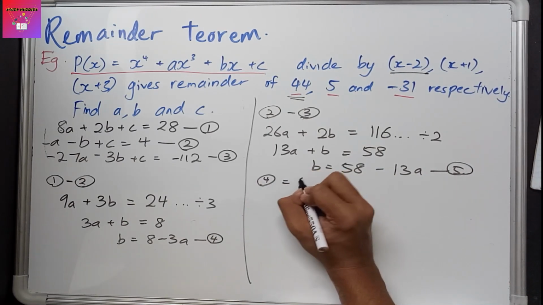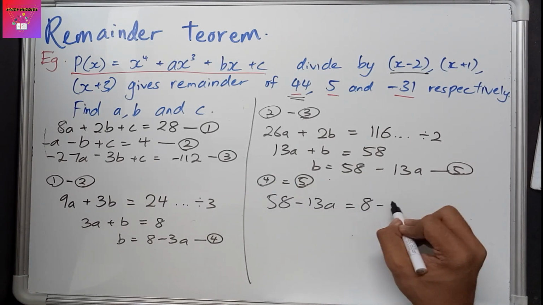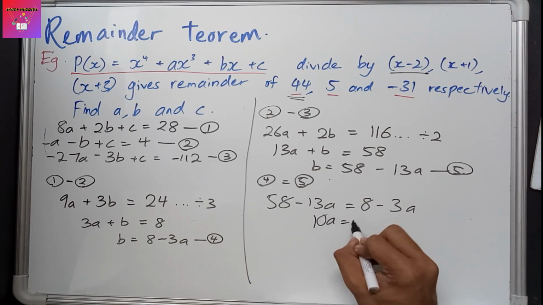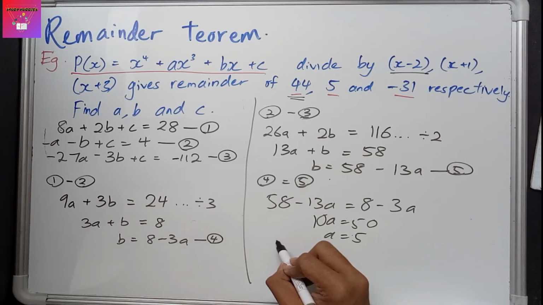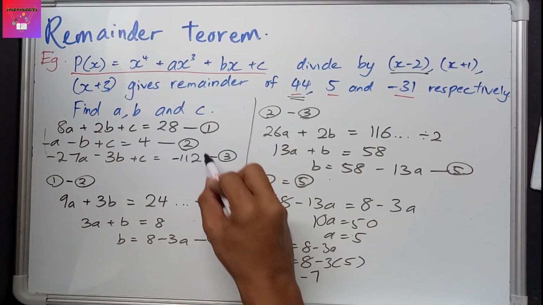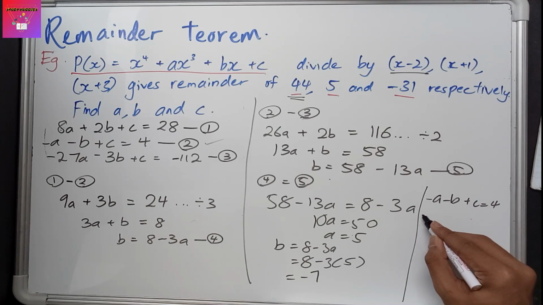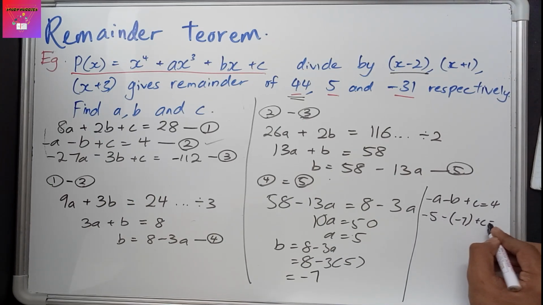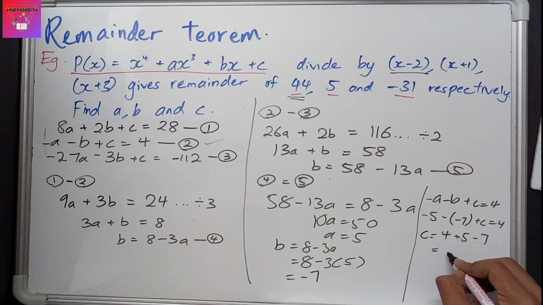So now equation 4 equals equation 5 because both are having b's. So 58 minus 13a equals 8 minus 3a. By solving this, you're going to get 10a equals 50, a equals 5. Since now you know the value of a, you can find out the value of b by substituting inside this equation. So b equals 8 minus 3a, 8 minus 3 times 5, which means we are going to get negative 7. Since we know the values of a and b, now we can choose any one of these equations and substitute both values. So I'll choose this one: negative a minus b plus c equals 4. Substitute in negative 5 minus negative 7 plus c equals 4. c equals 4 plus 5 minus 7. You're going to get an answer of positive 2.